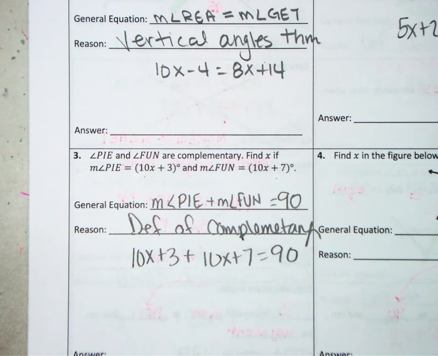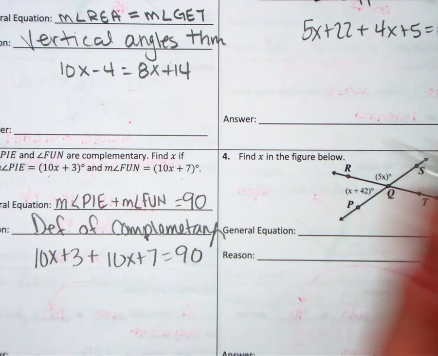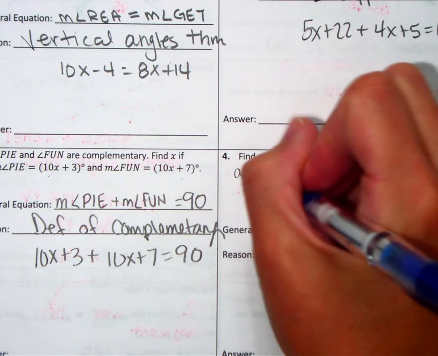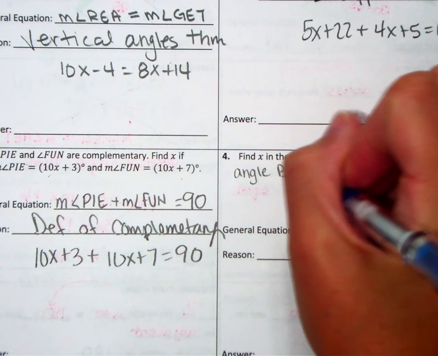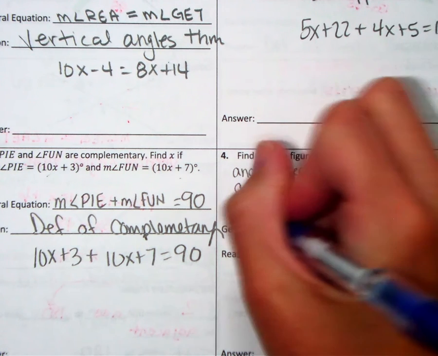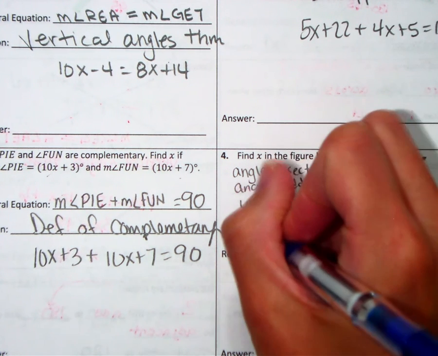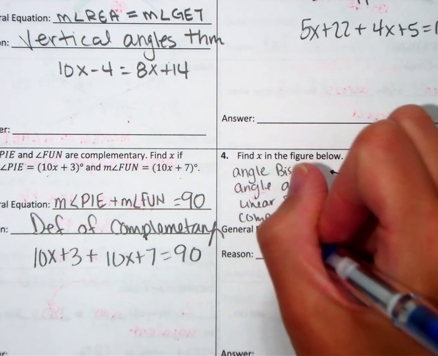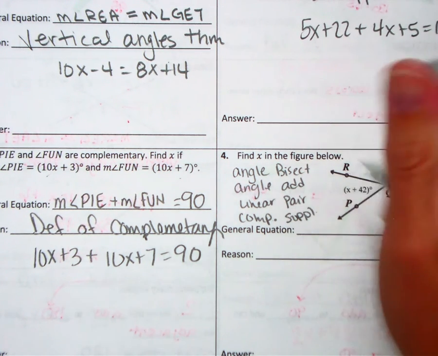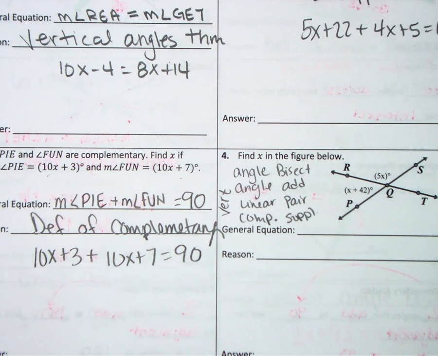So when I slide over to this next one, these angles here are not across from each other. So my options so far, you have 6 options from this section. You have angle bisector, angle addition, linear pair, complementary, supplementary, and the last one is vertical. Oh, I ran out of space, so vertical. Those are your 6 options.